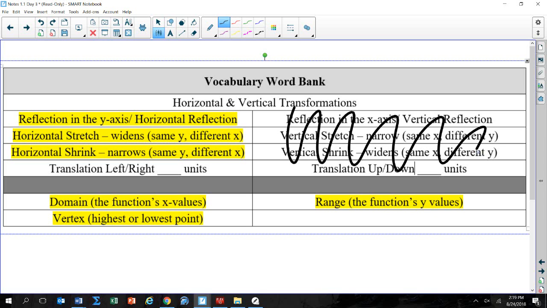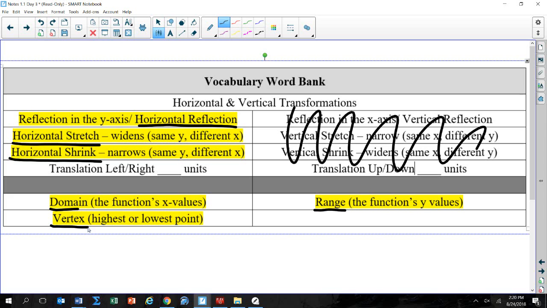We have not talked about horizontal reflections yet. We have not talked about horizontal stretches or horizontal shrinks. We have talked about translations left and right. That's a horizontal movement that we're familiar with. Okay. We also have the new vocabulary terms domain and range, right? We talked about how the domain was the function's x values today, and the range is the function's y values. And I've also been using the term vertex a lot. Vertex is the highest or lowest point on a function. Okay? So these are some new vocabulary terms that we're worrying about today.